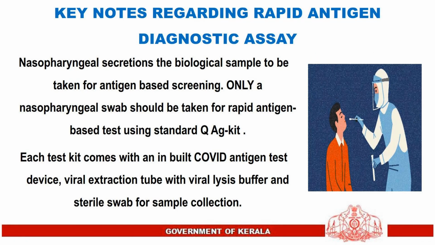Key notes regarding rapid antigen diagnostic assay. Nasopharyngeal secretions are the biological sample to be taken for antigen-based screening. Only a nasopharyngeal swab should be taken for rapid antigen-based test using Standard Q AG kit. Each test kit comes with an inbuilt COVID antigen test device, viral extraction tube with viral lysis buffer and sterile swab for sample collection.